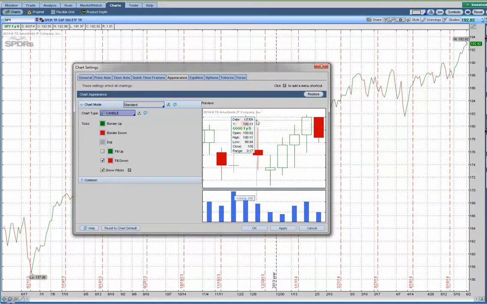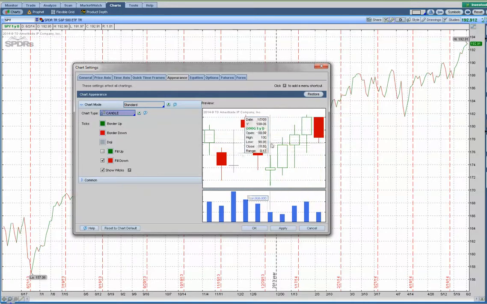And what this does is if a closing price is lower than the opening price, the candle will be solid red. If the opening price is low and the closing price is higher, it'll be a green candle with a clear body. There are other settings, but these are the ones I use most typically.